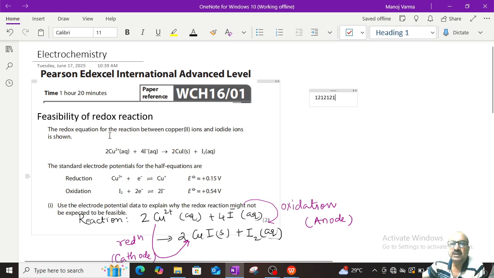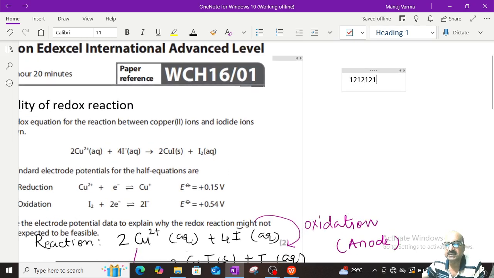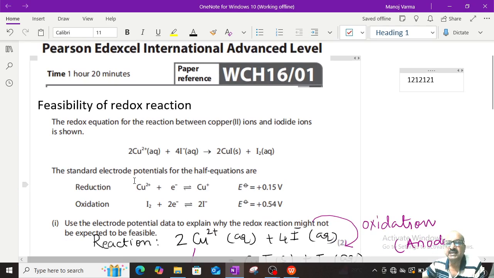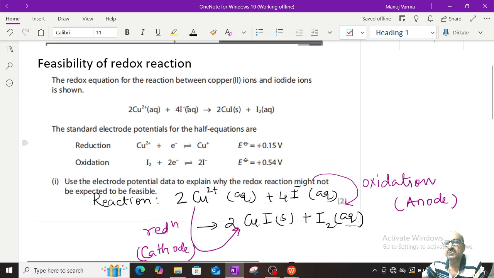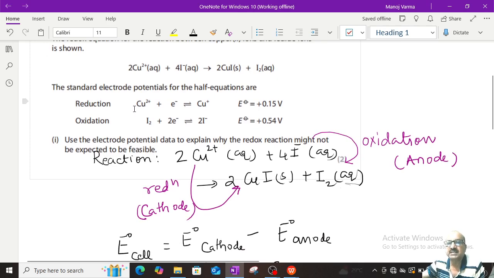The redox equation for the reaction between the copper 2 ions and the iodide ions is given below. As you can see, this is the equation for the reaction in which the copper ions are supposed to be oxidizing the iodide ions to iodine, and the Cu2+ ions are getting reduced to Cu+ ions, and the standard electrode potentials for the half equations are given below. As you can see, for the copper the E naught is plus 0.15 volts, and for the iodine it is plus 0.54 volts.